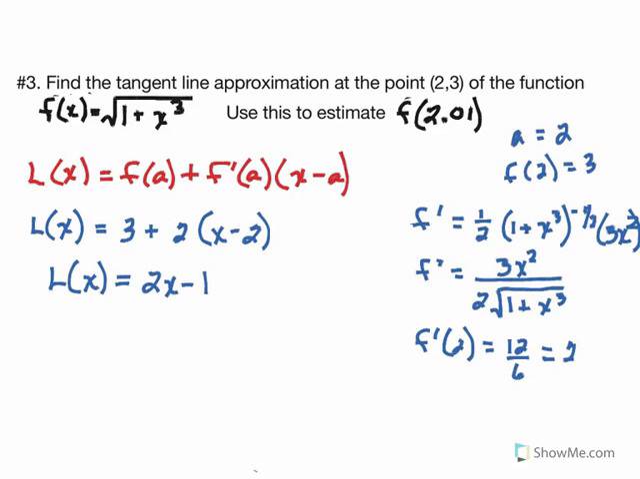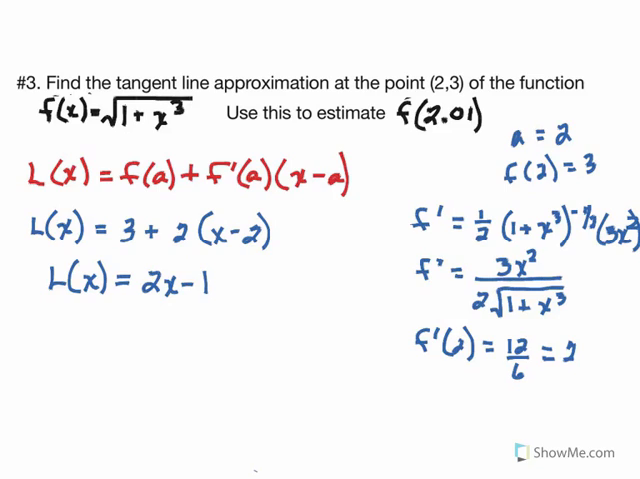We want to use that to estimate the actual function value at 2.01. Where this really used to have benefit was back in the old days before we had calculators to do this for us, and we had to do everything by hand. Because if I needed to substitute 2.01 into square root of 1 plus x cubed and do all that number crunching by hand, it would not be fun. It's a lot easier to simply substitute 2.01 into 2x minus 1.